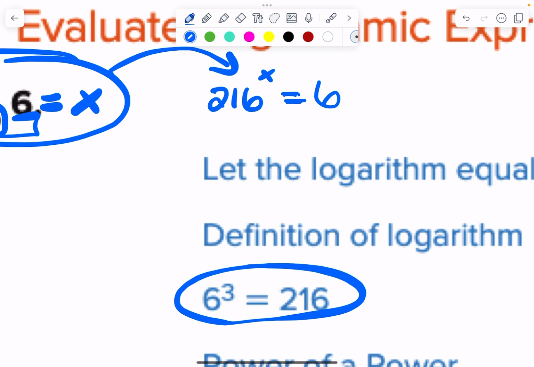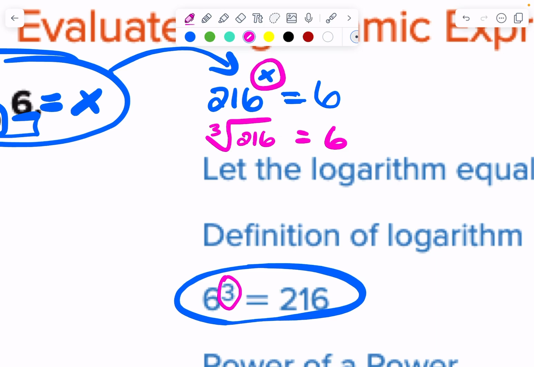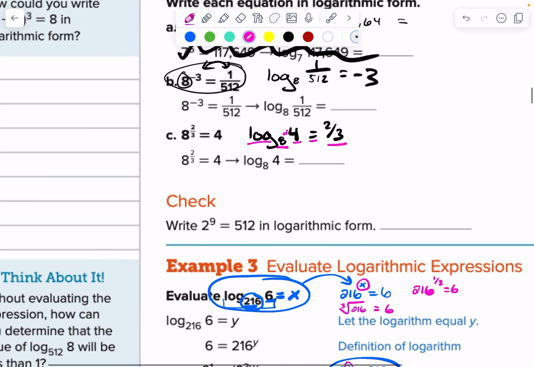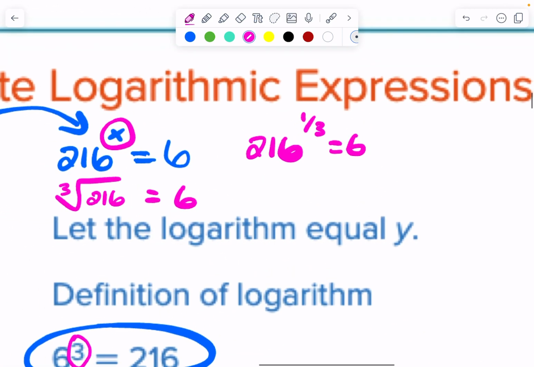So let's see. If 6 to the third power equals 216, then how do I undo that? Well, the opposite of the third power is the cubic root, right? If I take the cubic root of 216, that will give me 6, right? Like that's what that is. But what is the cubic root as an exponent? Well, that is like saying 216 to the 1/3 power. I just said like 9 to the 1/2 power was the square root. 216 to the 1/3 power is 6.